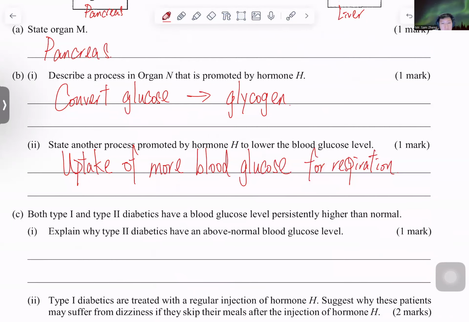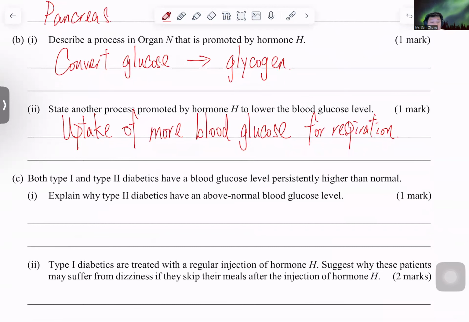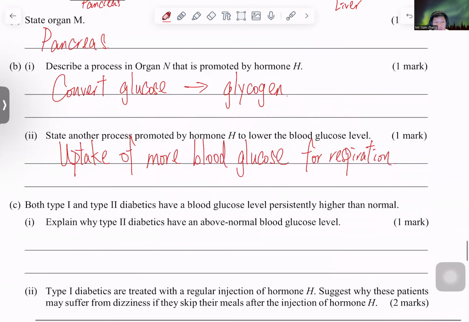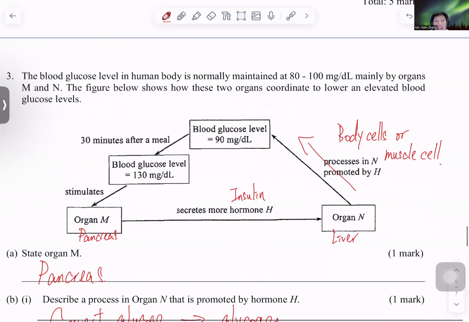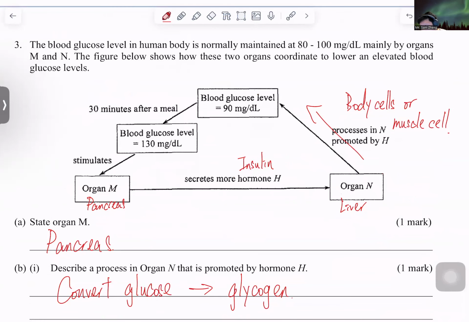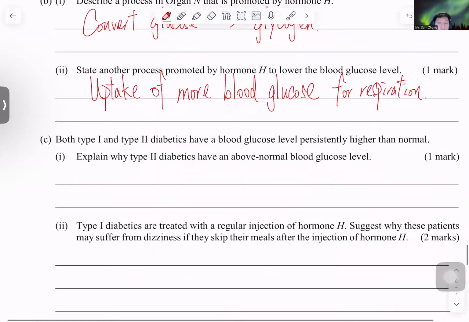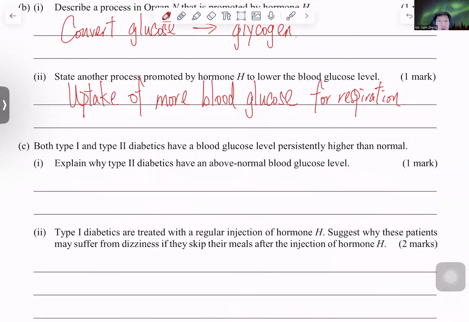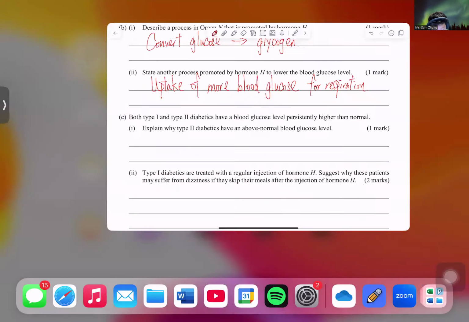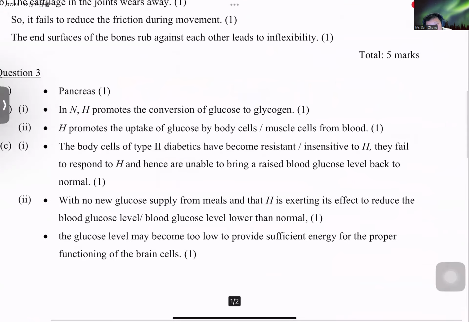Next, explain why type 2 diabetics have an above normal blood glucose level. So remember, in type 1, we are producing insufficient insulin. But in type 2, we are not producing insufficient insulin. Rather, we have another problem: our organs are very insensitive in responding to hormone H. We fail to respond to the hormone H. So we cannot bring the raised blood glucose level back to normal.